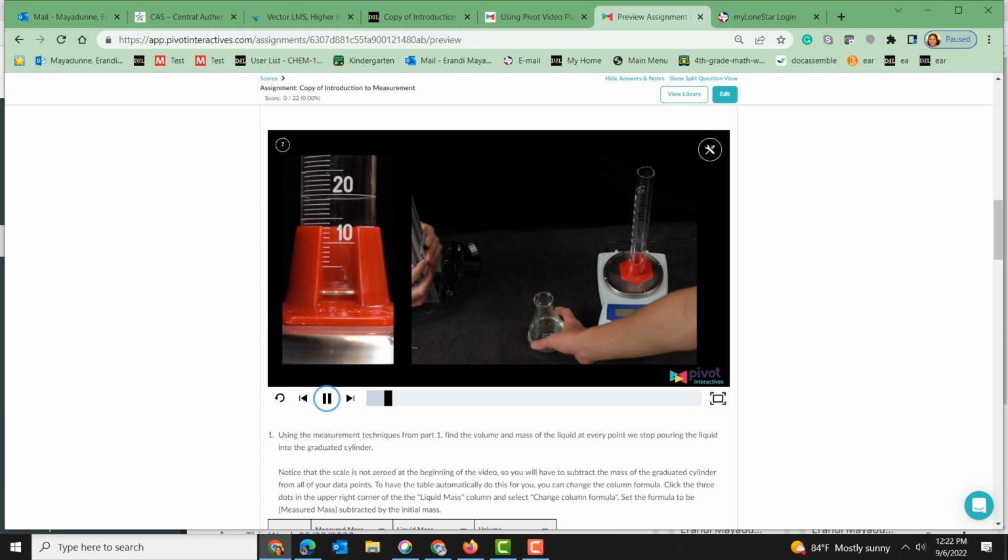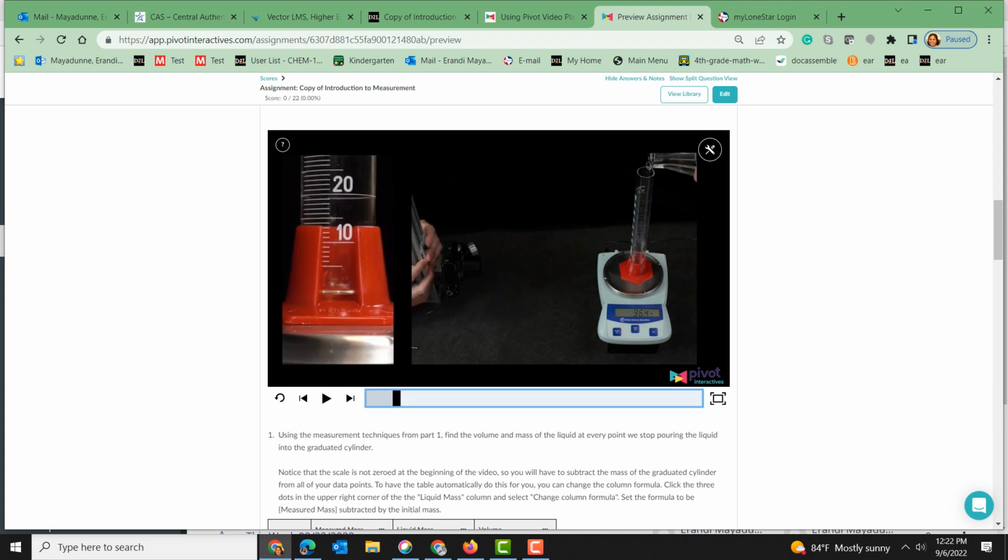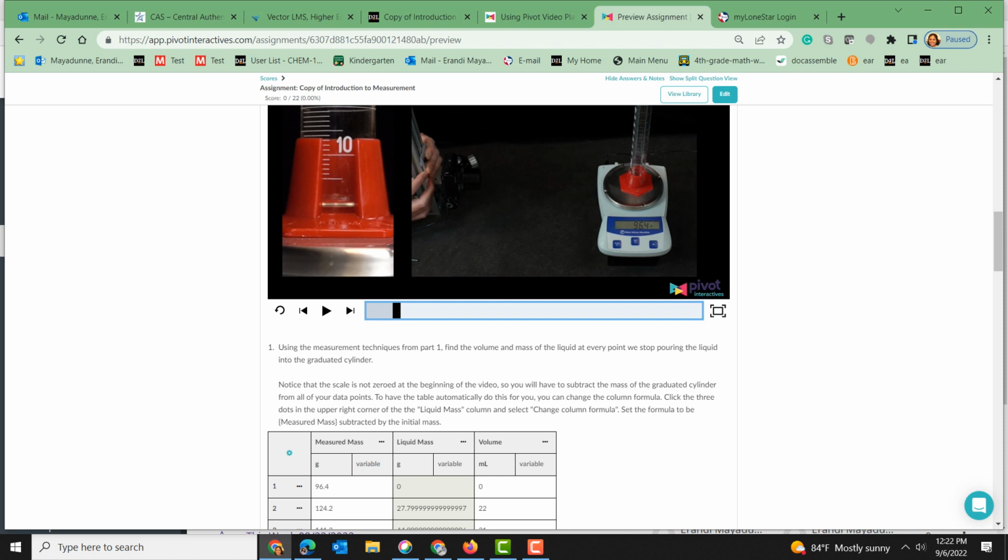I'm going to play this video. Explain now. So first you get the reading. Okay, empty cylinder. The empty cylinder weight is 96.4. At that time, you don't have any liquid. By looking at these readings, you fill in this graph. So the graph asks you to measure the mass, 96.4, and the liquid mass is 0. You don't add any liquid.